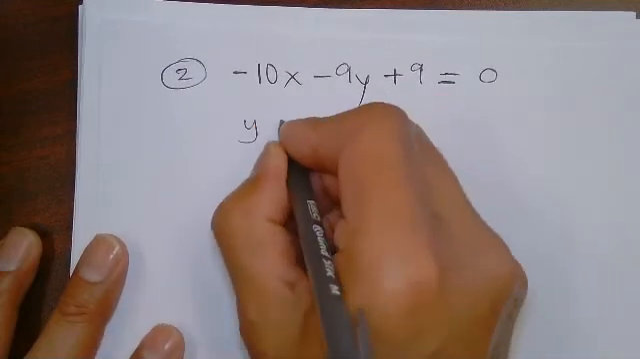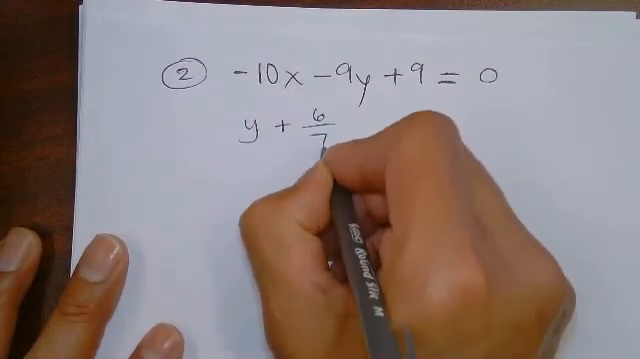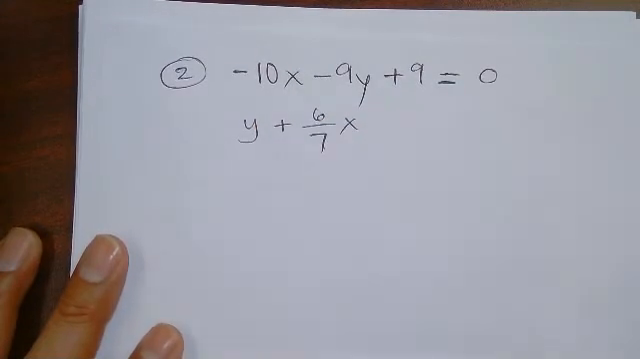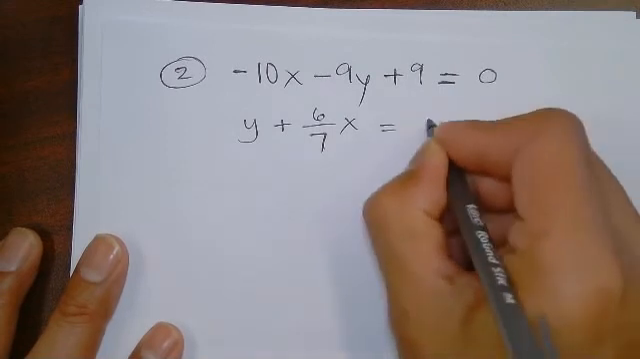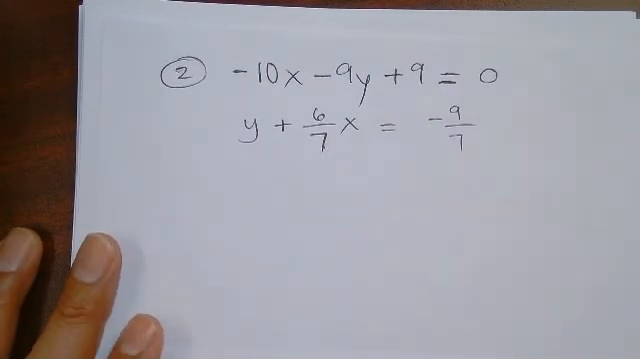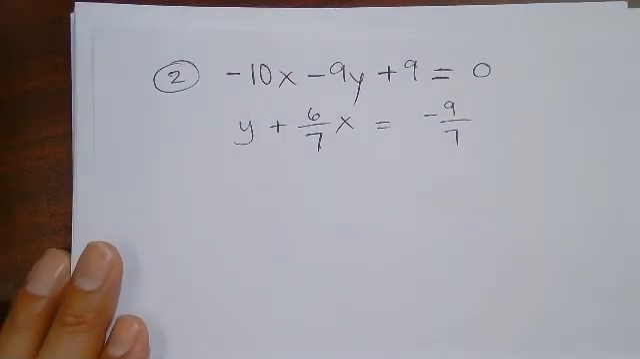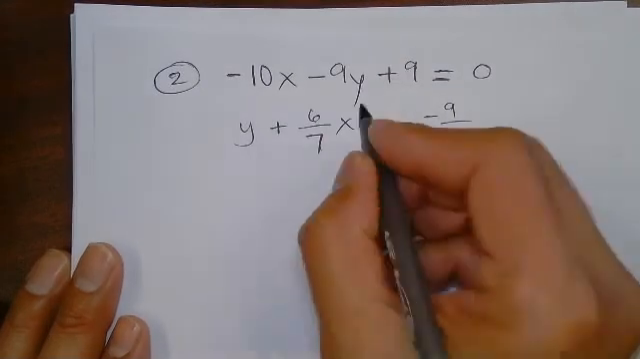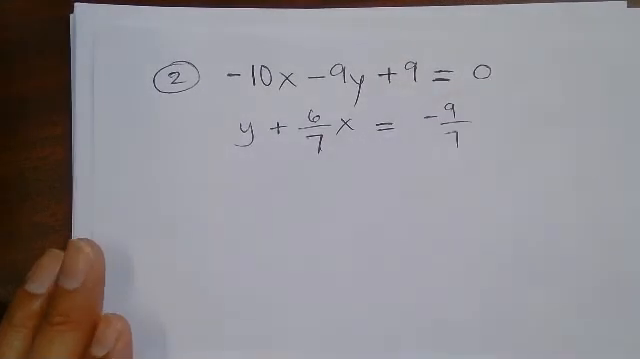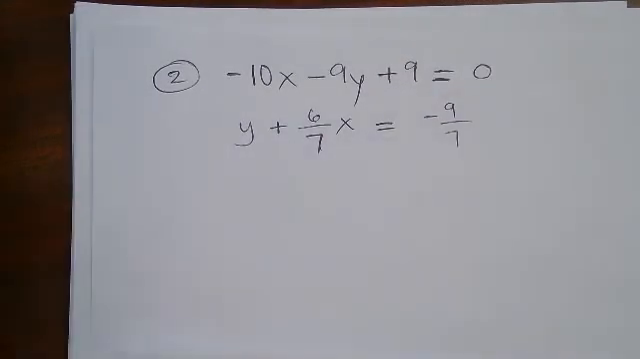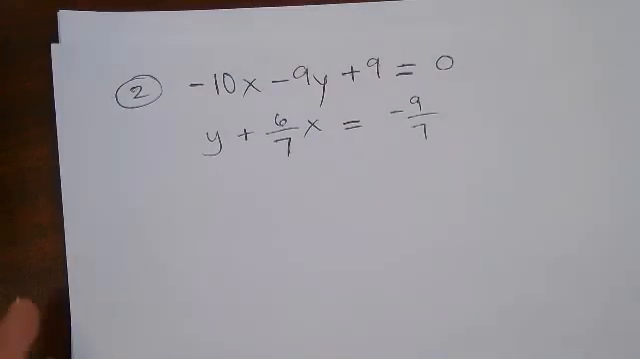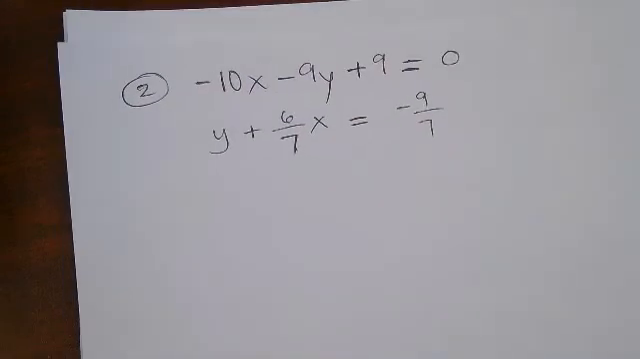And the second one is going to be y plus 6 over 7x equals negative 9 over 7. See, this looks complicated because they're not in standard form. They're not lined up. One of them's doing one thing, the other one's doing another thing. We got to set this up correctly.